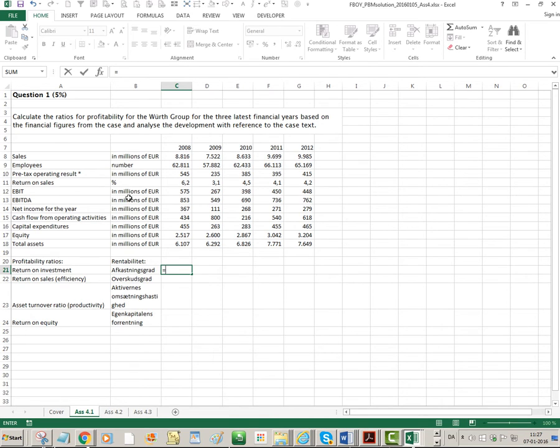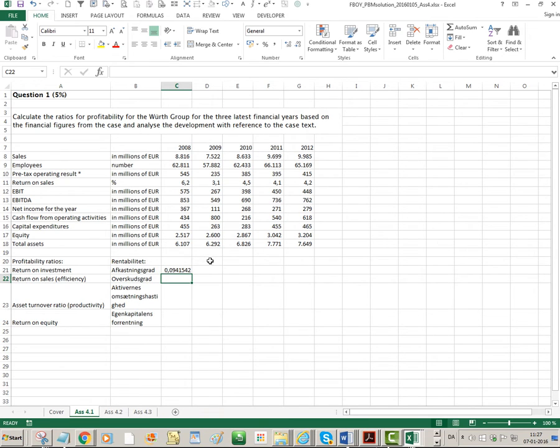So this is the one we need. Let me just, this one. And compared to basically how much is invested in the business, the total assets, the total balance. So, I will just tidy them up a little bit later.